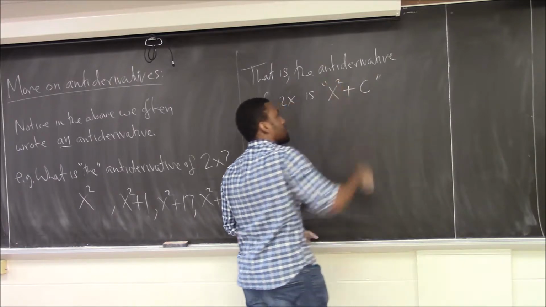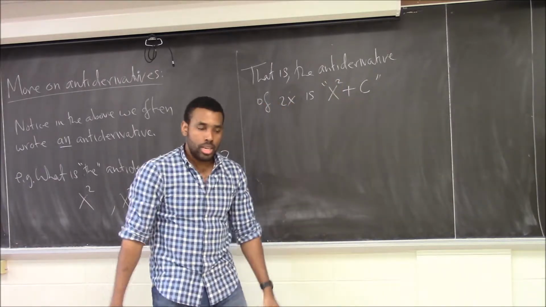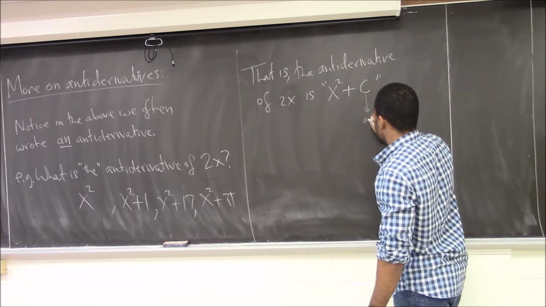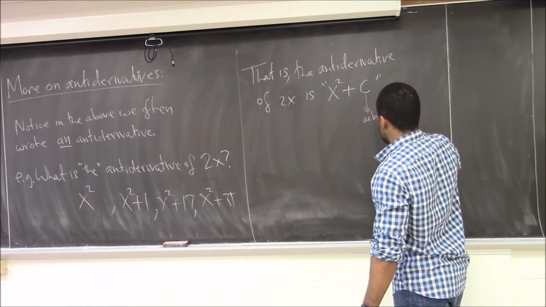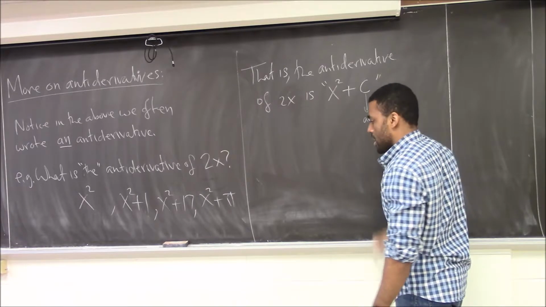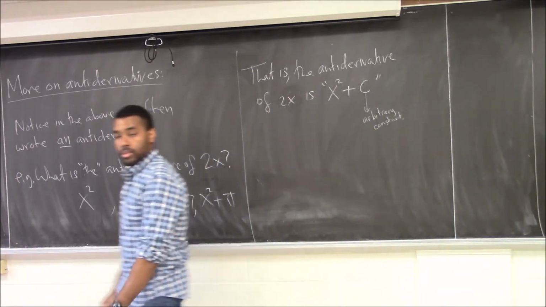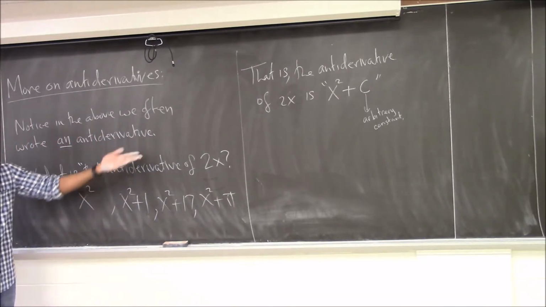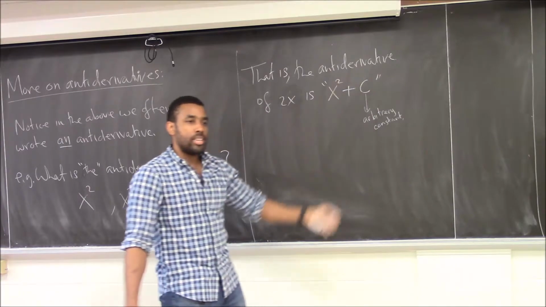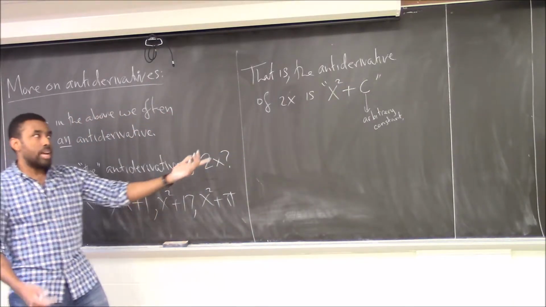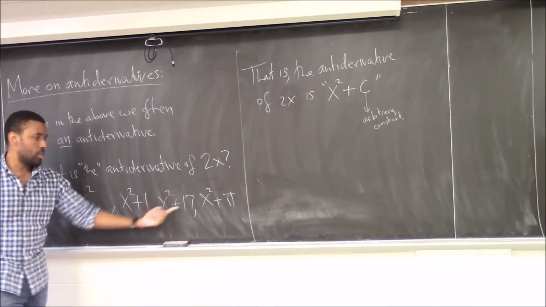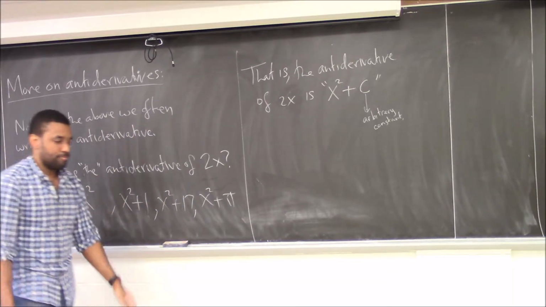We write a plus c to indicate that for any arbitrary constant, this will be an antiderivative. Because there could have been a constant there that disappeared when I differentiated. I don't see it now, but it could have been there. So you put a placeholder. The antiderivative of 2x is x squared plus some constant. Potentially there was a constant there that died. Tragically.